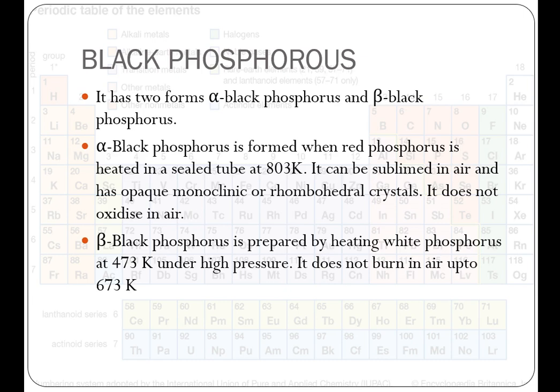Students, from this topic, generally you get a question in the board exam, that is, compare the structure of white and red phosphorus or compare the reactivity of white and red phosphorus. So both the questions you can answer very well. I have already told you that white phosphorus is more reactive than red phosphorus, and that was because of the angle strain.